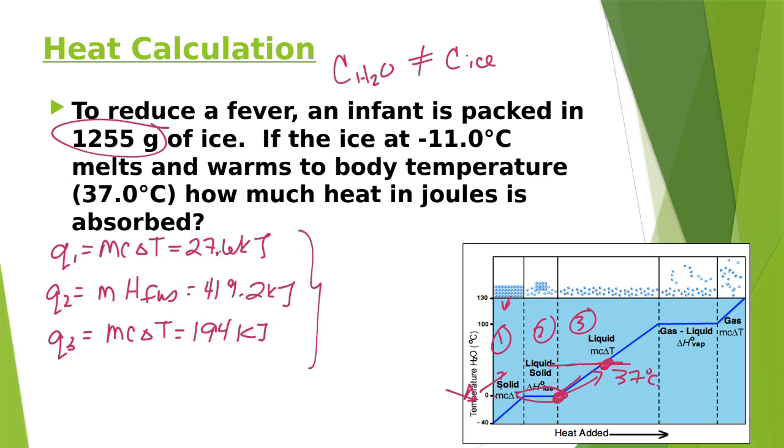And then what we're going to do is we need to know the Q total. And so we're going to be now adding up each of those 3 values. And because we're adding, be mindful of significant figures and number of decimal places. You should have no decimal places because of this value down here. So the total energy that is needed to warm up this infant is 641 kilojoules of energy.